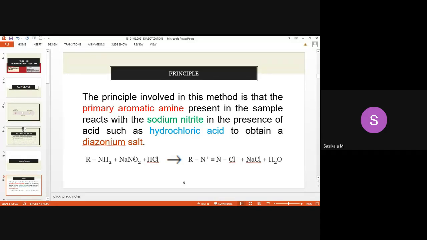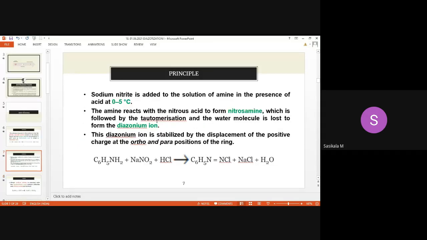Okay, so what reagents are reacting with the primary aromatic amine? Sodium nitrite, where nitrate is NO3, with 3 oxygens. Here 2 oxygen atoms are attached to nitrogen, so it is nitrite, sodium nitrite. When it reacts with hydrochloric acid, these two reagents will convert the primary amine into its diazonium salt. Sodium chloride and water are removed from the reaction. So this is the basic reaction that takes place. Now let's see the remaining points.